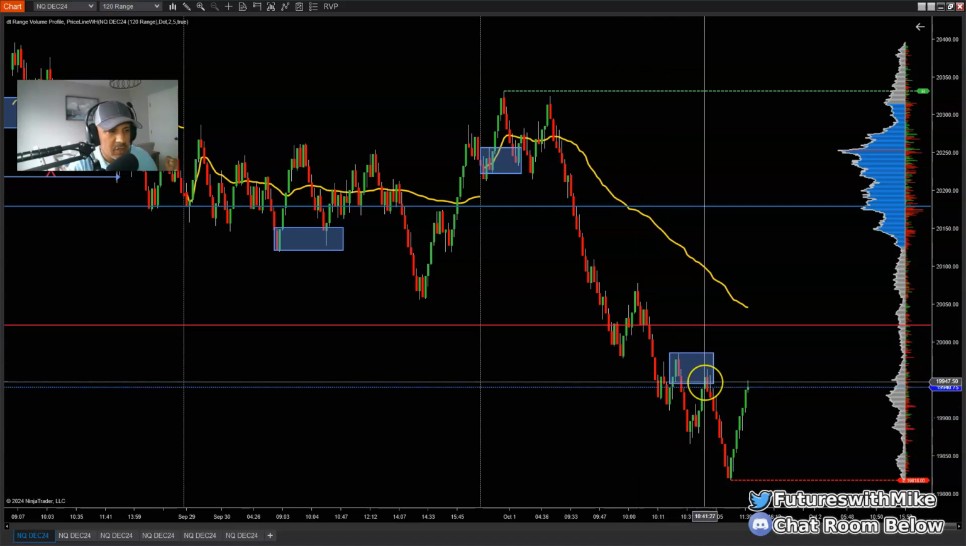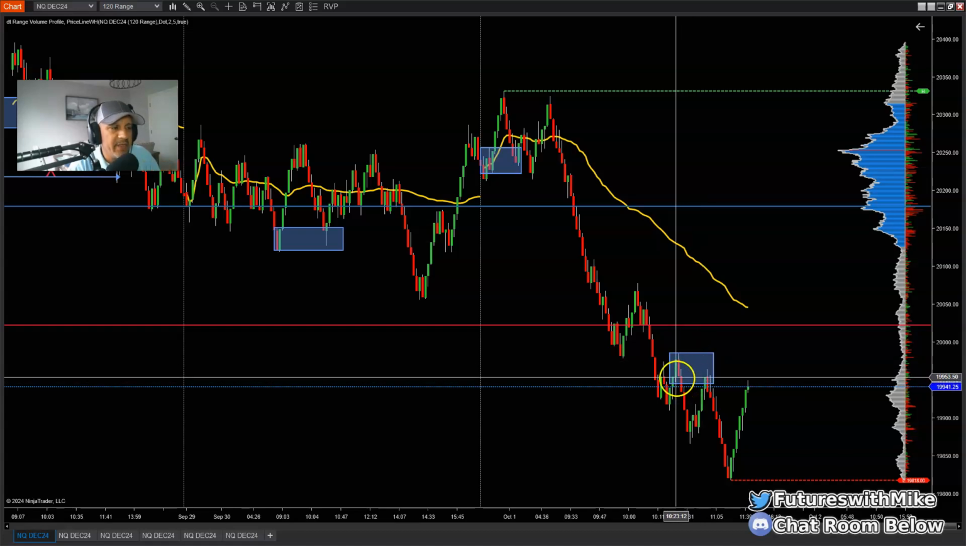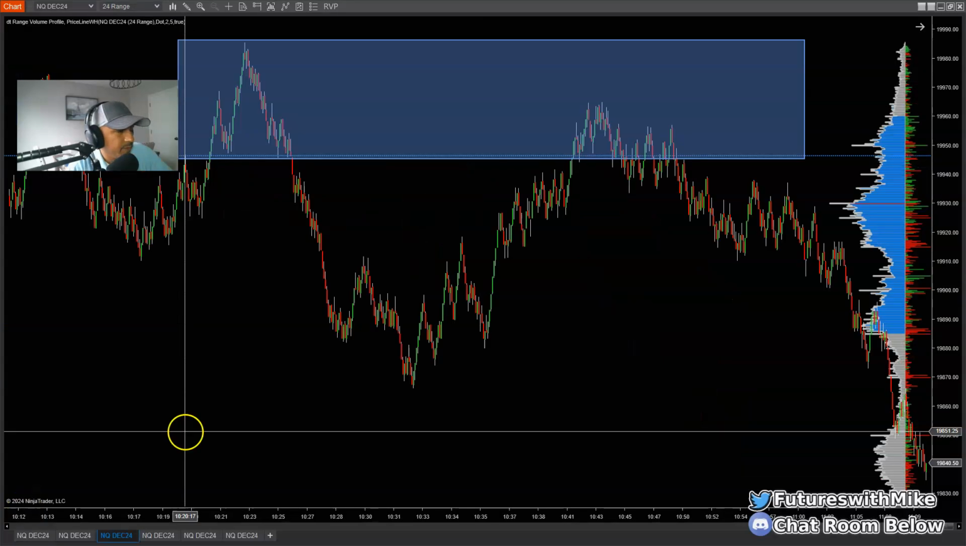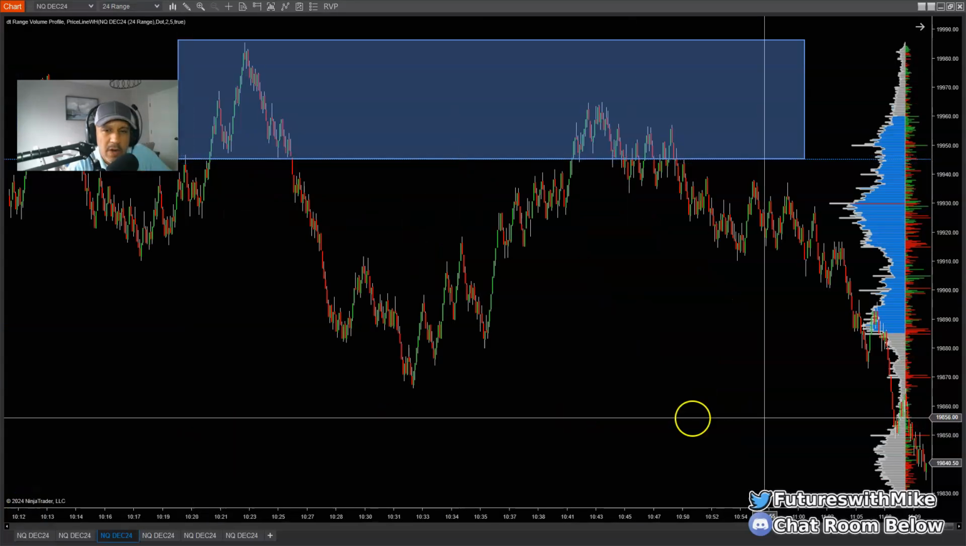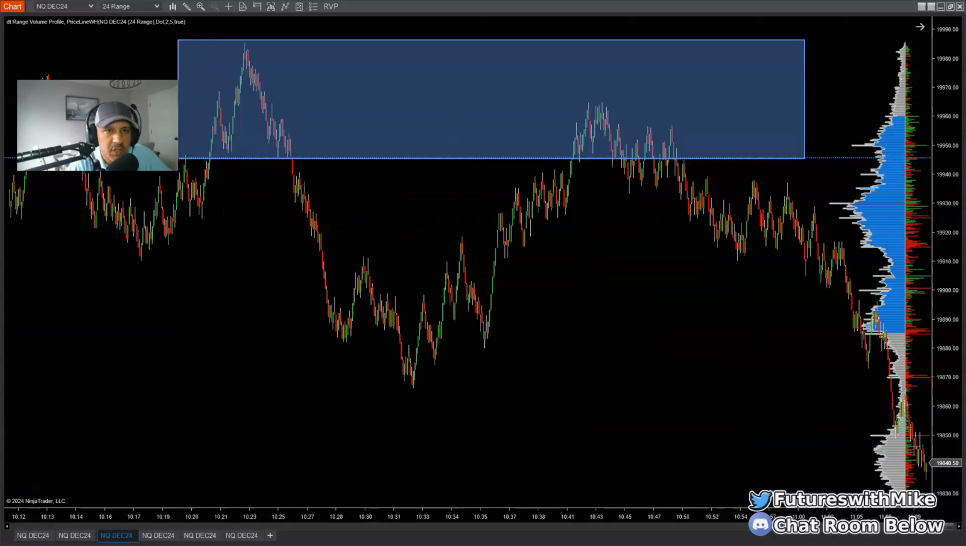Now, when it got to the zone right here, one key thing that I was looking for was, was there already a lower base chart, meaning the 24 range chart? Was there a supply area or zone within this zone right here? And what I want to show you before I move on forward, I want to go ahead and bring the video over so I can show it to you.